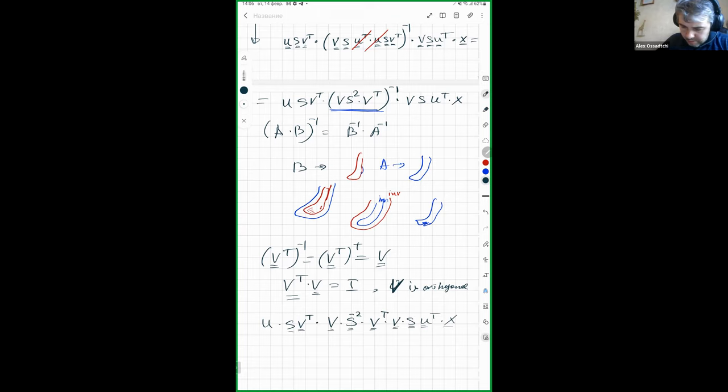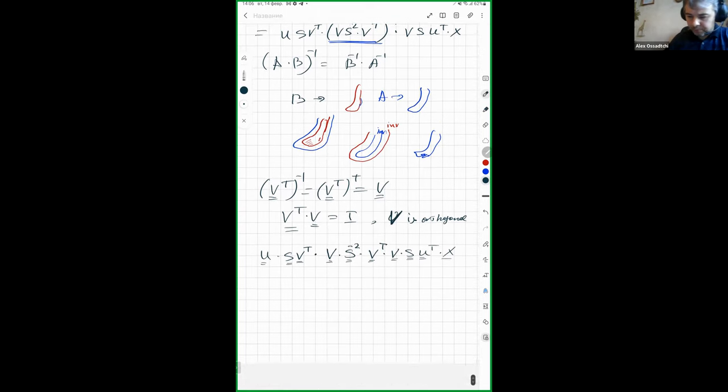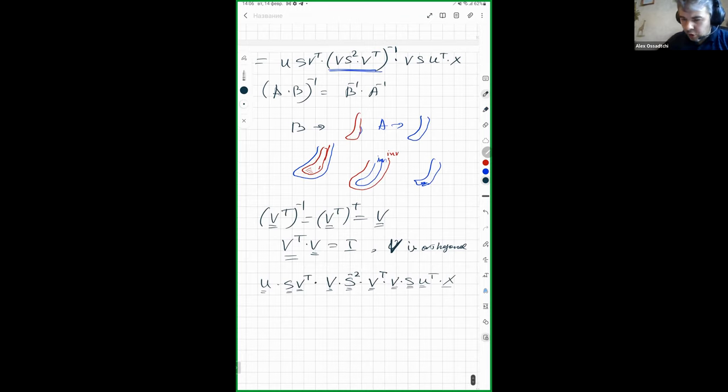All right, so now obviously, this one is an orthogonal matrix, right? And these two give identity, right? And then you get S multiplied by S minus 2 multiplied by S. So it means that these two also go. And what do we end up with? We end up with a very simple thing.